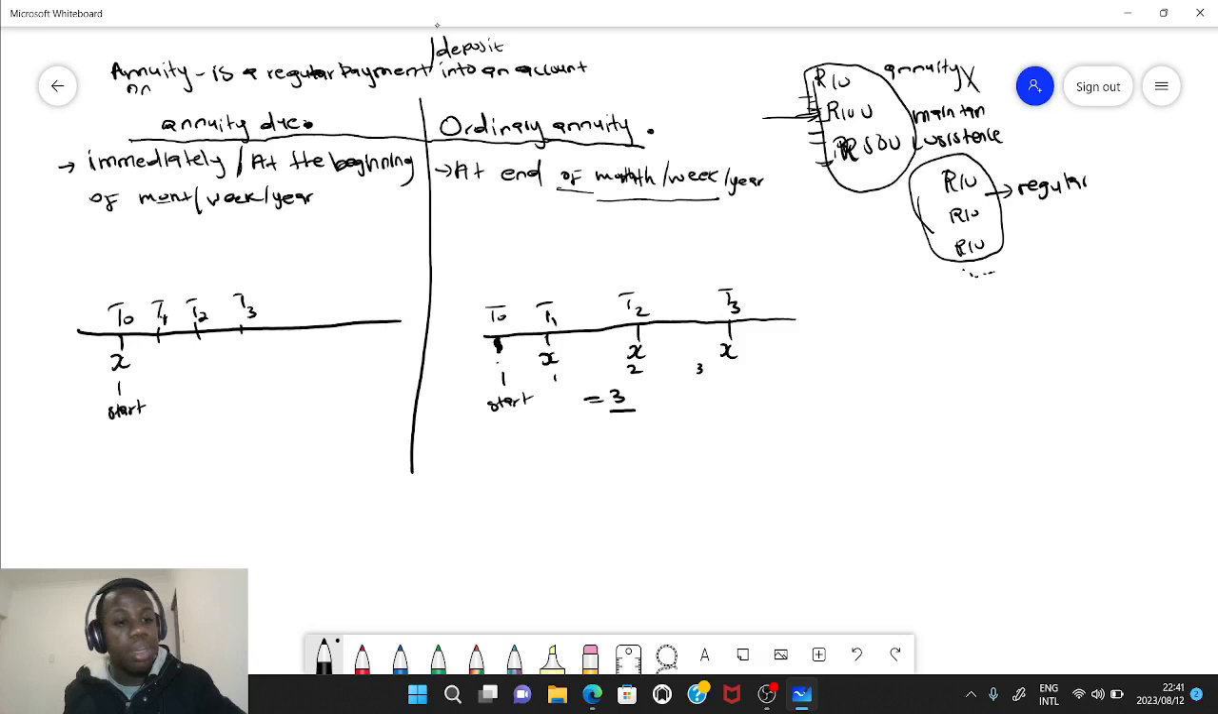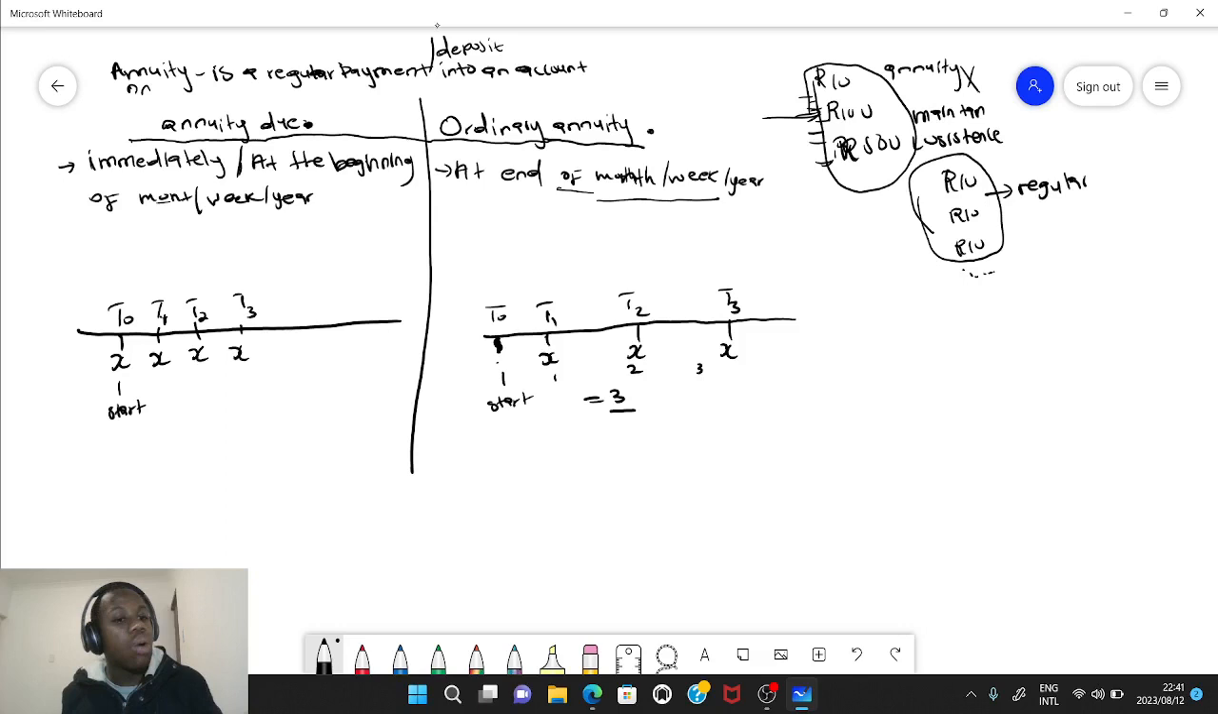Meaning at T1 I'll put another X. The same thing applies at T2. At T2 it is the end of another month, and the end of a certain month is the beginning of the other. So I'll pay because I'm paying at the beginning. And the same thing applies at T3: I've paid because T3 is the end of the month but the beginning of the other month. Now look at my payments. How many payments? I have 1, 2, 3, 4.